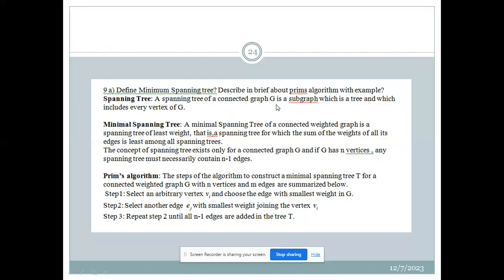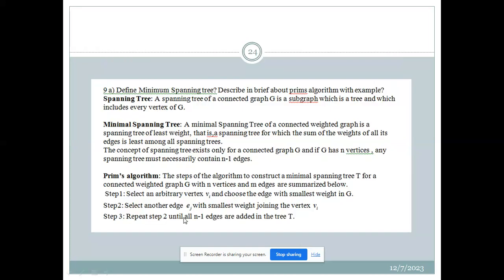A spanning tree of a connected graph G is a subgraph which is a tree and which includes every vertex of G. And a minimal spanning tree of a connected weighted graph is a spanning tree of least weight. That is a spanning tree for which the sum of the weights of all its edges is least among all spanning trees.